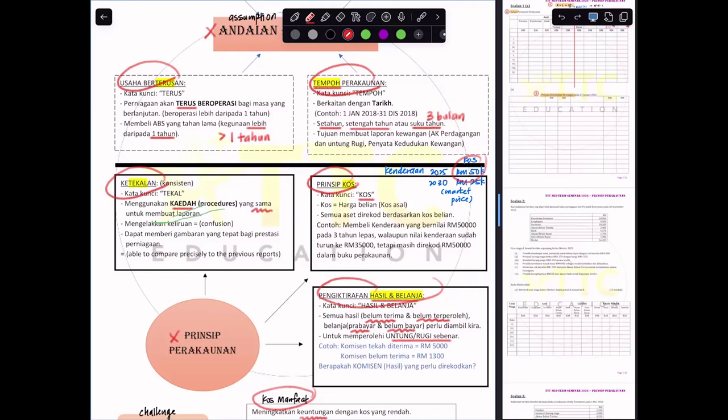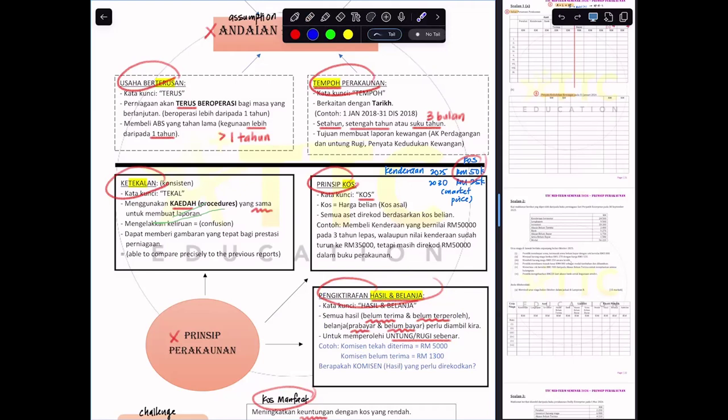Okay. Then the last one, pengiktirafan hasil dan belanja. This one is very easy. As long as you see keywords in the question like hasil, belanja, belum terima, belum terperoleh, prabayar, belum bayar, untung rugi, there are so many keywords for you to tackle. So it's very easy for you to answer this question.